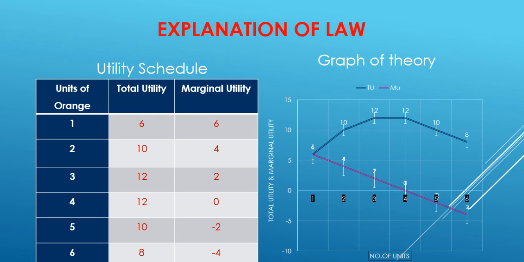When this person consumes the 4th unit of orange, he cannot get any utility, where a person gets 0 utility from the consumption of orange, and where total utility is highest. This point is known as the saturation point. After that, if a person wants to consume the 5th unit, he will get dissatisfaction.